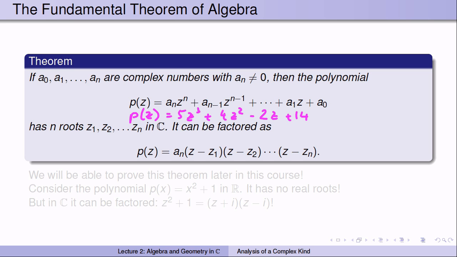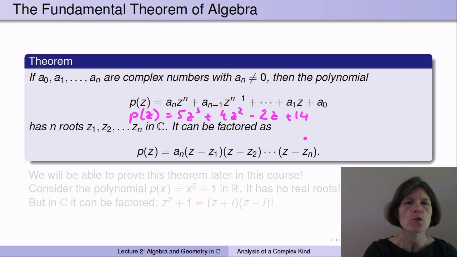So in this case, 3 would be the largest n that we have here, so a3 would be 5, a2 is 4, a1 is negative 2, and a0 is 14. So this is called a degree 3 polynomial, and this theorem says that such a polynomial has n roots, so in this case it has 3 roots in C, so 3 z's for which p of z is equal to 0. And it can be factored as an times z minus the first root, z minus the second root, and so forth. We'll be able to prove this theorem later on in this course.